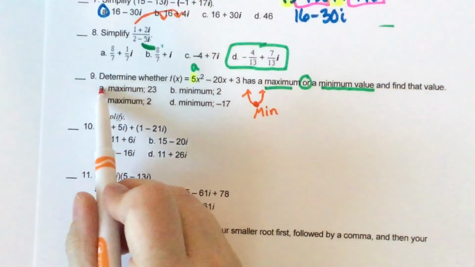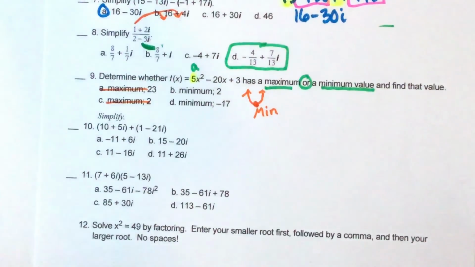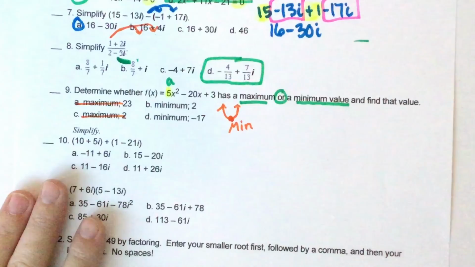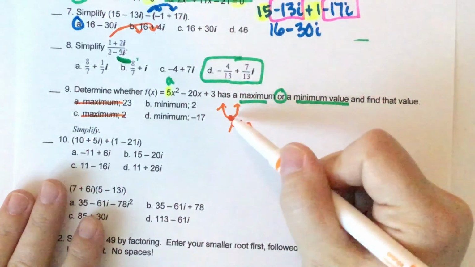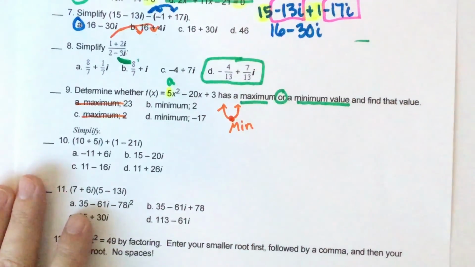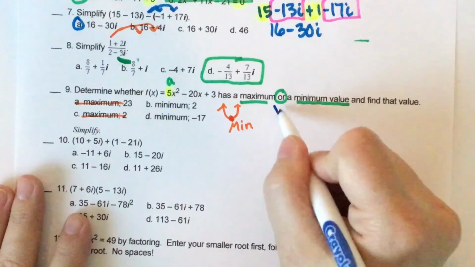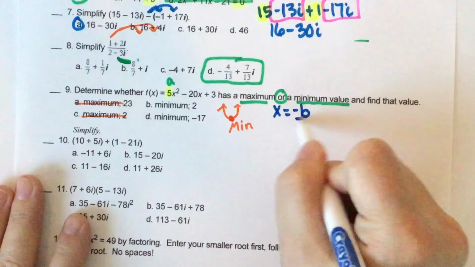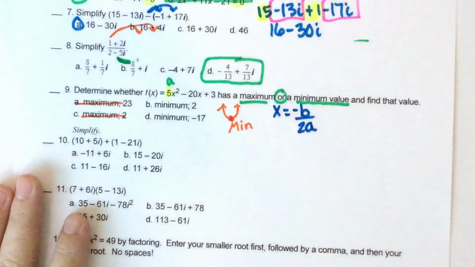So I know that that rules out A and C. Okay, so to find this minimum, I need to find the vertex because that's where the minimum occurs. All right, so to find the vertex, I'm going to start off with my axis of symmetry formula. X equals opposite of B over 2 times A.